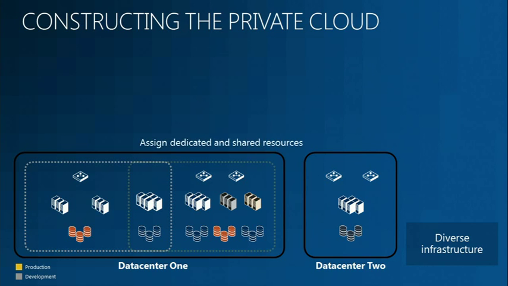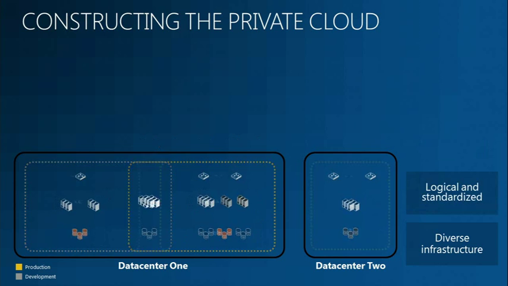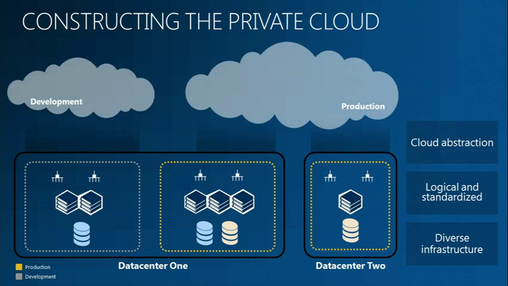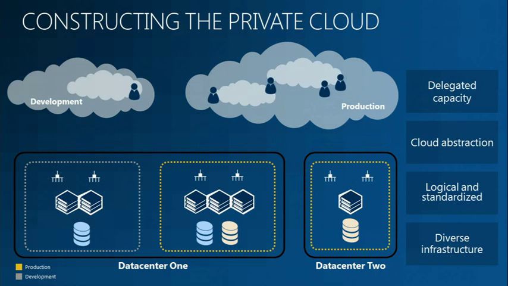So we take this bunch of diverse resources. We can share some of that between different classifications, or we can pull them away from each other so we can have them be dedicated or shared. And we use that to create these logical and standardized offerings that we can then pull together to create private clouds through cloud abstraction. These clouds are basically taking the different physical resources, pulling them together, and then allocating access to those cloud resources by delegating the capacity.